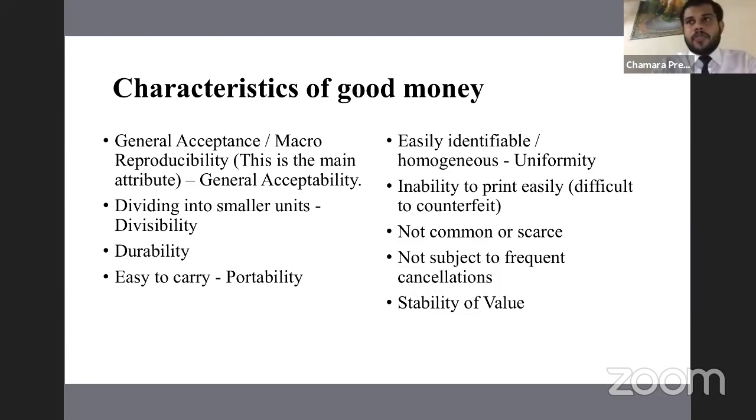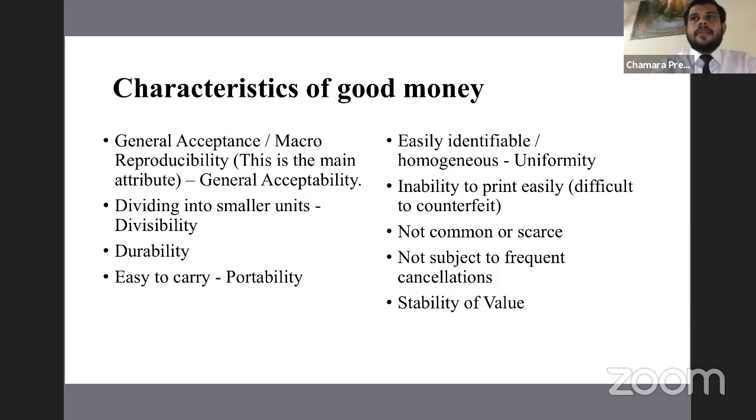But if it's not that scarce as well, and also not subject to frequent cancellation. When we experience and face these kinds of frequent cancellations, we can't maintain trust in that money. Why? Because we have doubts whether it will be canceled again, right? So we need to maintain that recognition continuously, and stability of value, right? So value should be stable, and if we consider one value at one time, it should be similar at another time as well. That's called stability of value.